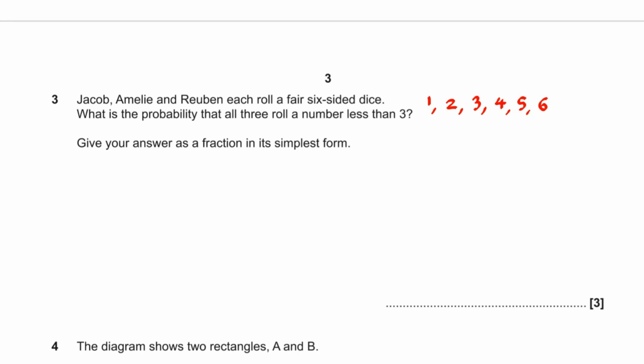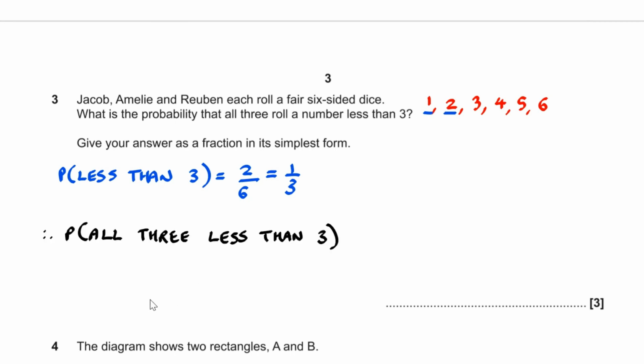And from here, what you can see is the probability that we have something less than 3. Well, we've got this 1 and we've got this 2 over here. So we've got 2 out of a total of 6, which is 1/3. And therefore, the probability that all three of them get less than a 3 is equal to 1/3 times by 1/3 times by 1/3, which is 1/27. So we have 1/27 as our probability.